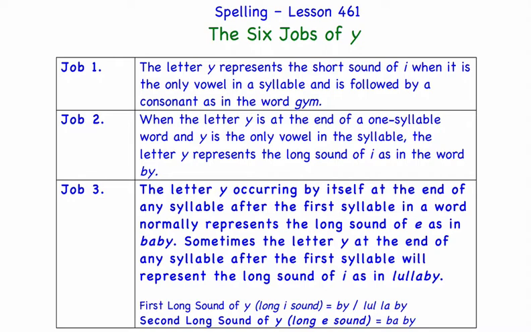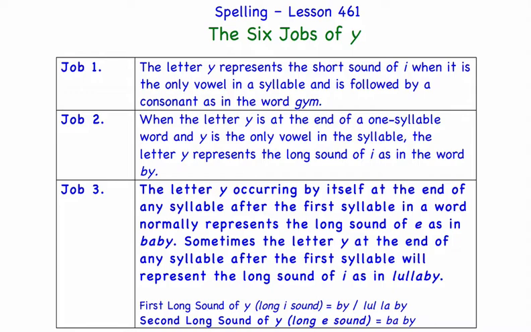The letter Y occurring by itself at the end of any syllable after the first syllable in a word normally represents the long sound of E, as in baby. And the words I dictate in this lesson are all going to fall under the category of job 3 for the Y, where Y comes at the end of 2 syllables. And when Y comes at the end of 2 syllables, the Y normally represents the long E sound.